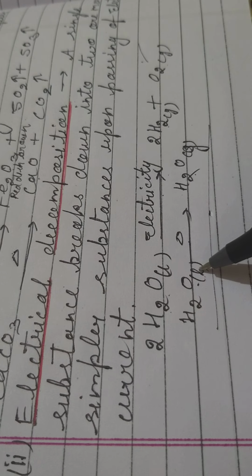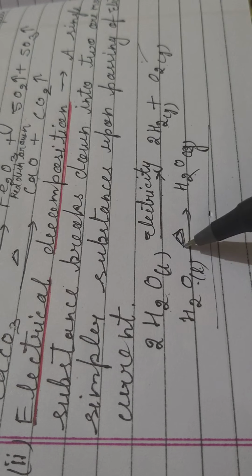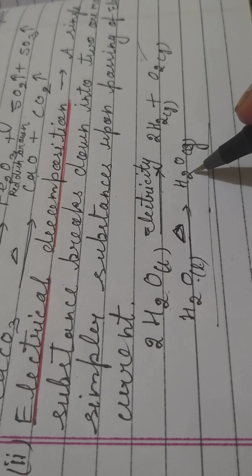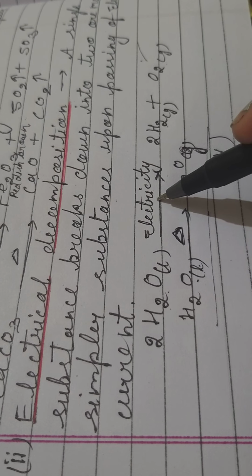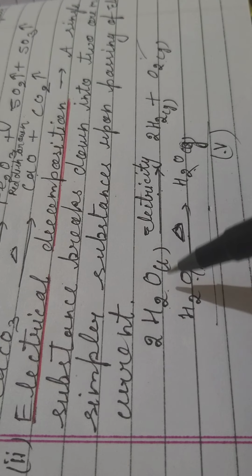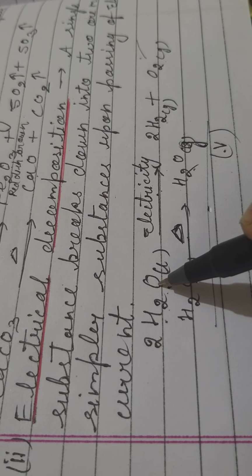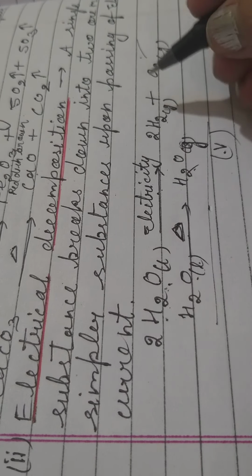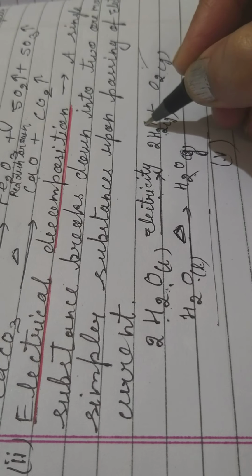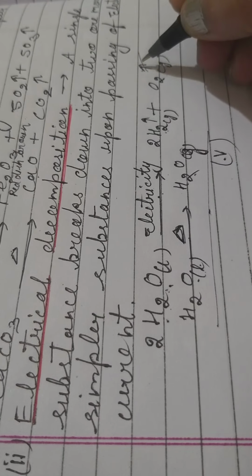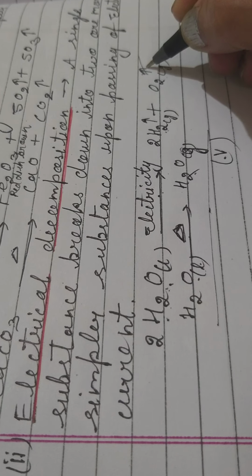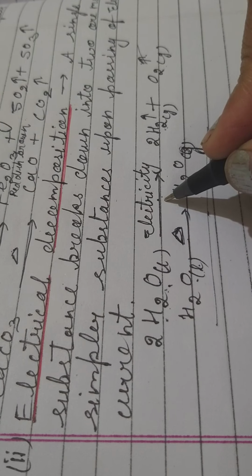You can see here as I have written, suppose you have water and you are simply heating it. Most probably it will convert into a gaseous form, that is, into vapor. But if you pass electricity, then the water starts to split and decomposes into hydrogen gas and oxygen gas. That means the decomposition is taking place with the help of electricity, so we call this electrical decomposition.